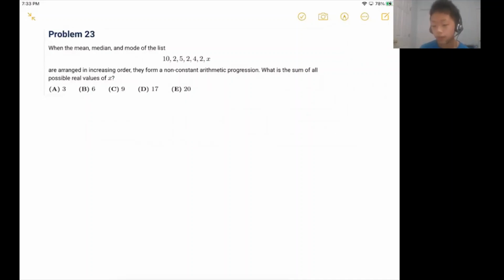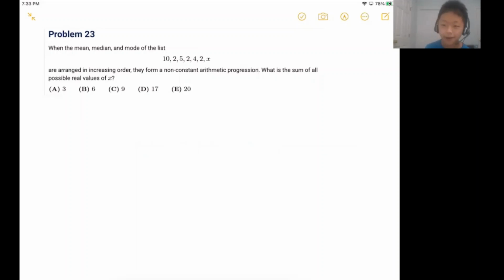Let's talk about question 23 now. So we have that when the mean, median, and mode of the list 10, 2, 5, 2, 4, 2, x are arranged in increasing order, they form a non-constant arithmetic progression. And we want to know what is the sum of all possible real values of x.